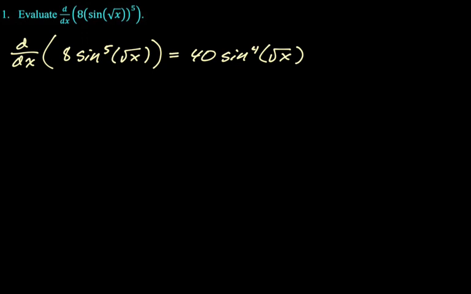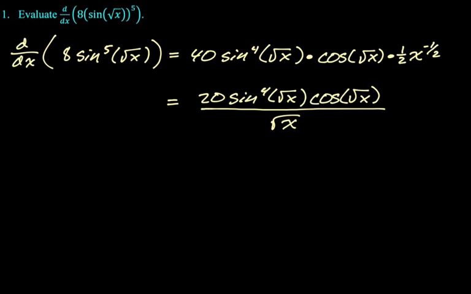That thing is sine. The derivative of sine is cosine of that thing, so cosine of root x, times the derivative of that thing, which is the derivative of square root of x, 1/2 x to the negative 1/2. So we get this. And then there's not much you can do here. You can simplify the 40 and the 1/2 to give you 20, and you can take the x to the negative 1/2 and put it in the denominator. So a final answer, like multiple choice, might look like 20 sine to the fourth root x cosine root x all over root x. That's the first question. Let's take a look at the next one.